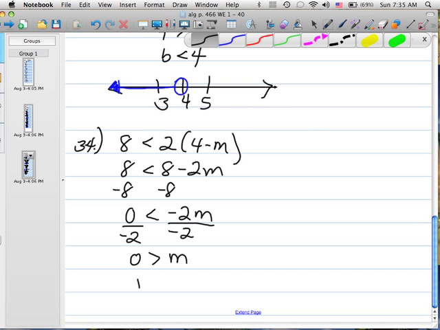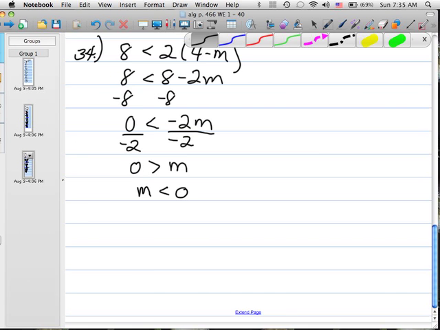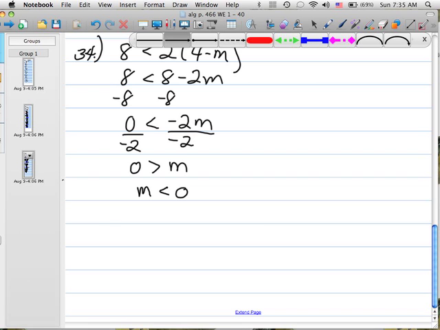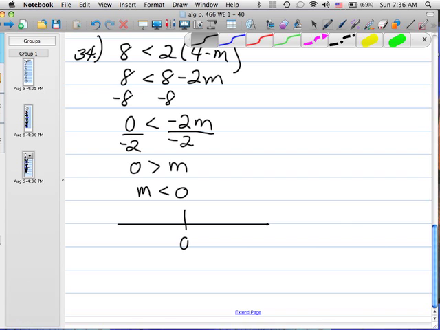Now you have to turn it again so that you have the graph correct. So if 0 is greater than m, m is less than 0. Graphing it. One number to the left, one to the right, and it's less than, so open circle at 0, shaded to the left, solid arrow.